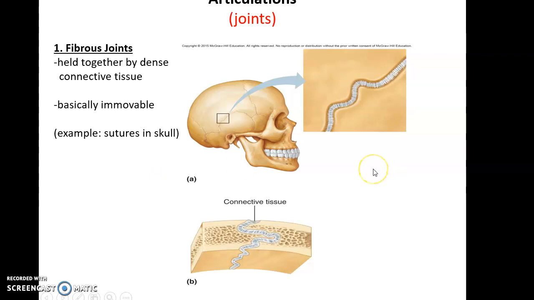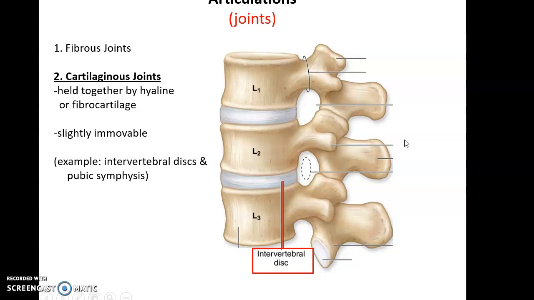All right, fibrous joints. Fibrous joints are held together by dense connective tissue, and they don't move. So the sutures in the skull, immobile joints. Cartilaginous joints are connected by pieces of cartilage, either hyaline cartilage or fibrocartilage. They can be a little bit movable, so this includes the pubic symphysis and the intervertebral discs.